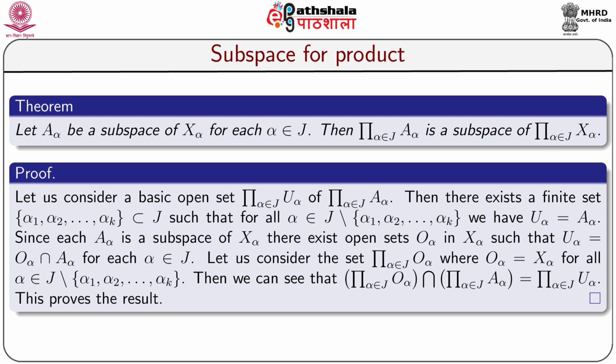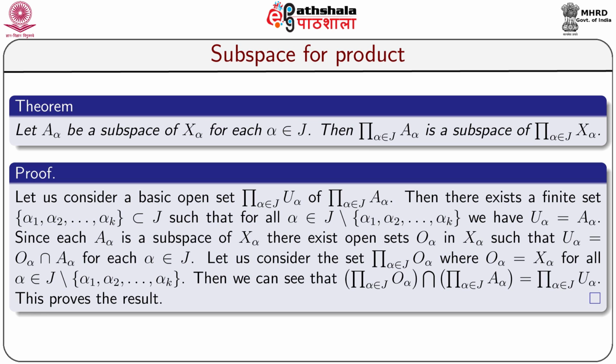That means let us consider X alpha to be topological spaces and let A alpha be subspaces of X alpha. Then it is possible to induce a topology on the product set of A alpha in two ways. The first way is that each A alpha is a topological space as a subspace of X alpha. So, the product of A alpha is a topological space.